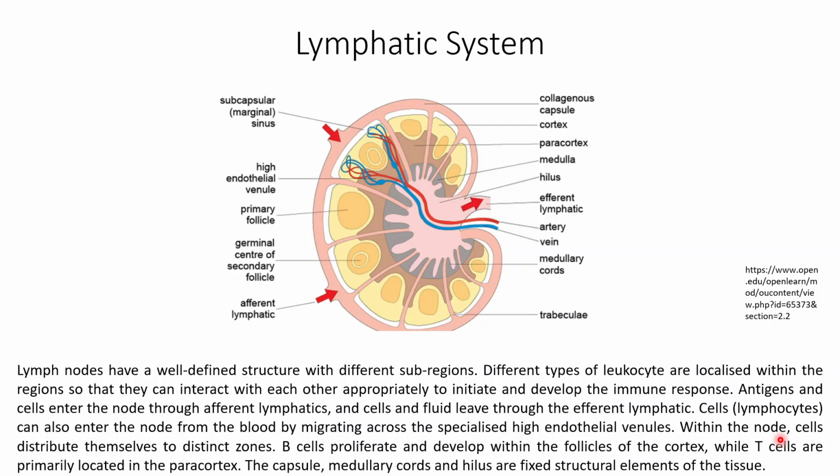Within the node, the cells then distribute themselves into distinct zones. You have these germinal centers that allow for B cell proliferation, and they form within these follicles. And T cells are in the paracortex, right? So this region, and they distribute and then they can come to these in between regions that allow interaction between the B cells and the T cells. And these are some fixed structural elements that allow these cells to then move and get out by the efferent lymphatic vessel. So that's how lymph nodes work, and there are many of them, right?